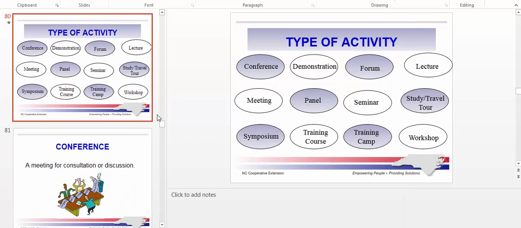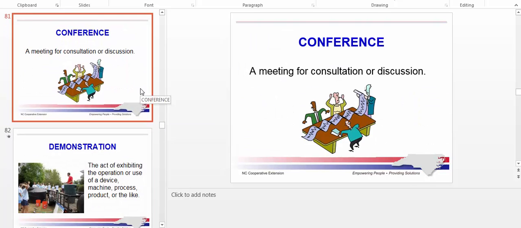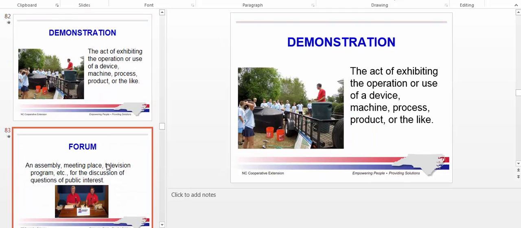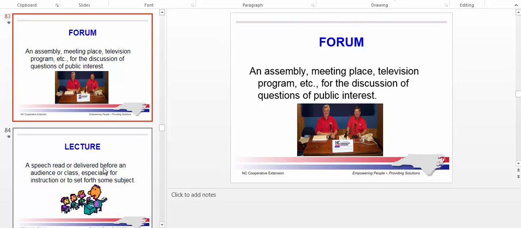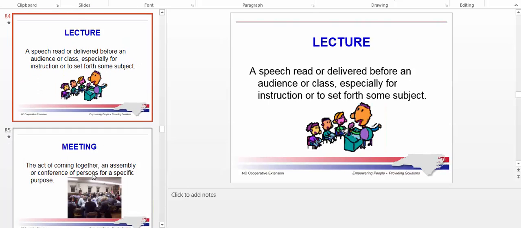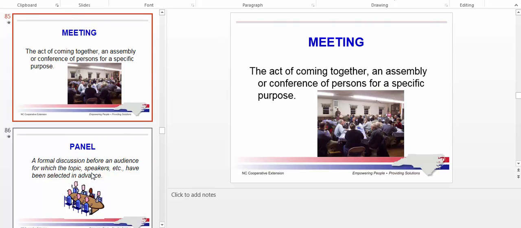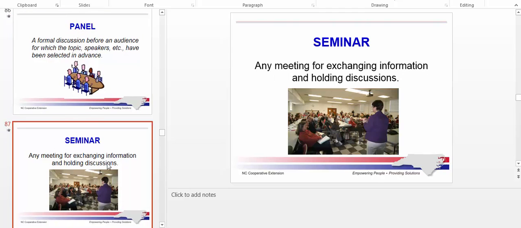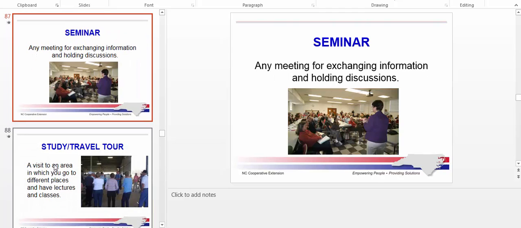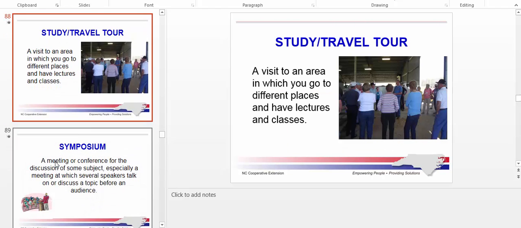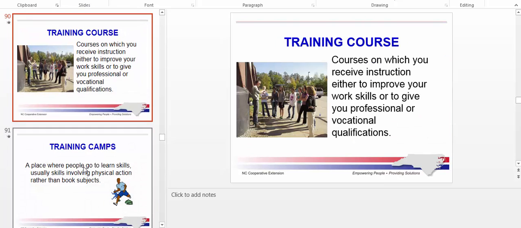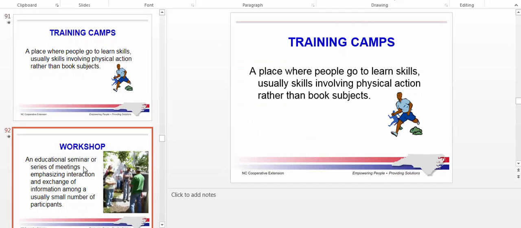These are the type of activities. You can see them a little better. That's kind of give you an idea what some of these are. We should be familiar. Demonstrations, forums, lectures, meetings. In extension, we do all of these. A panel discussion, seminar, study travel tour, symposium, training course, training camps, workshop.